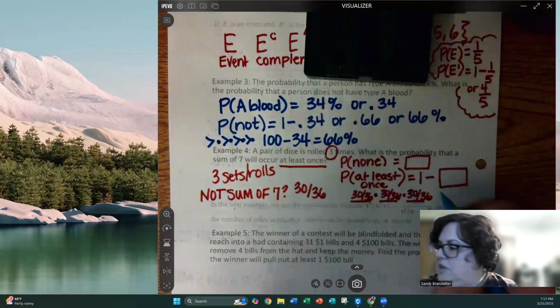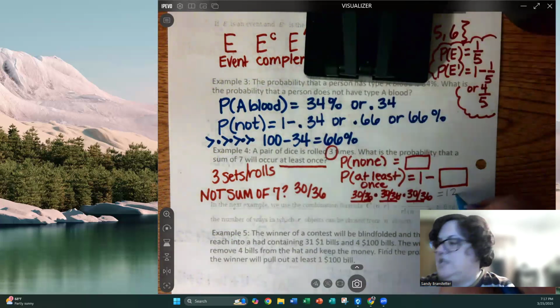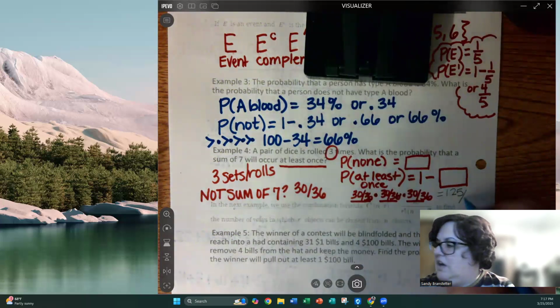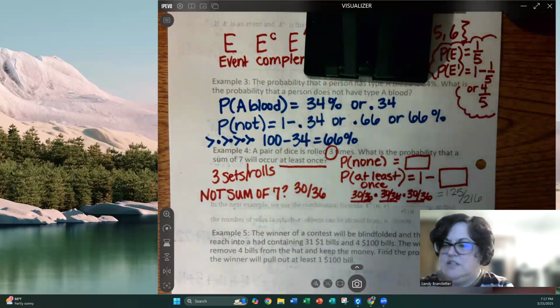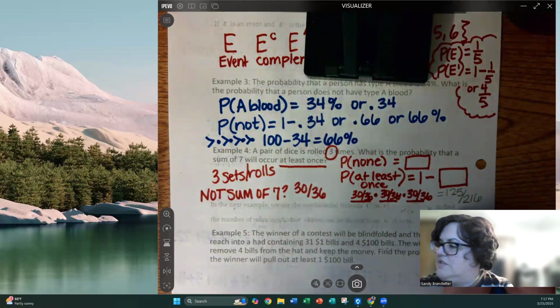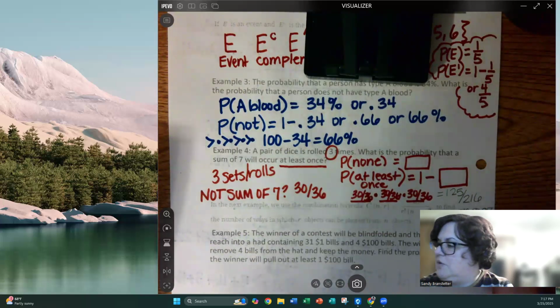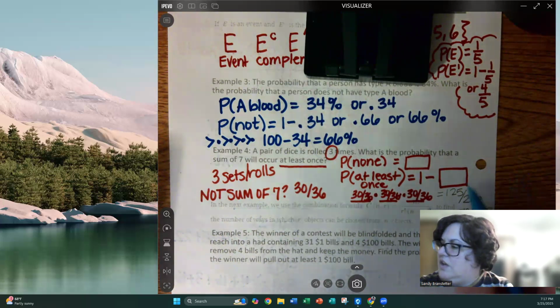So I'm going to go ahead and put it in fraction form first: 125 out of 216. And decimal form, 0.5787037. 0.579 if I want an approximation. Again, your fraction is your exact answer.